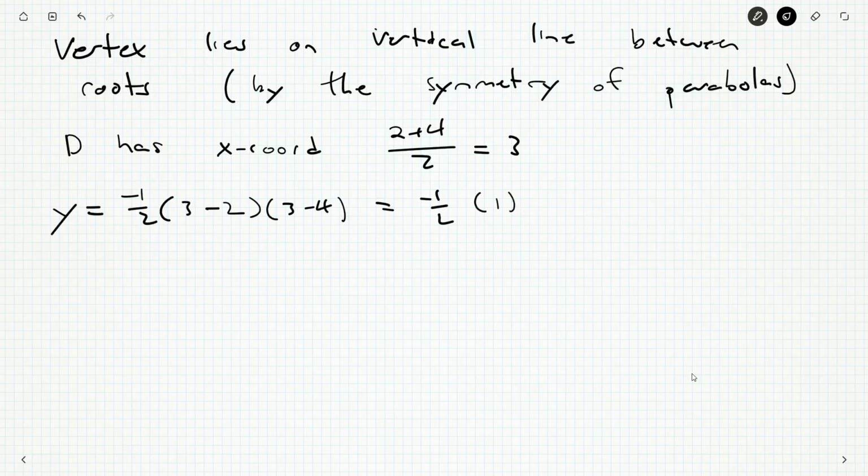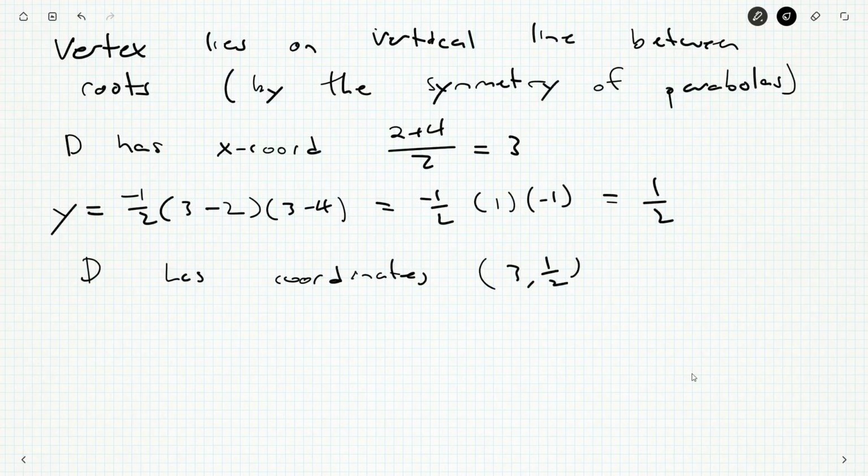-1/2 times 1 times -1. This will be 1/2. So D has coordinates 3 and 1/2. So it was some positive value. Okay. So I understand D a little better. I understand C. I understand B.